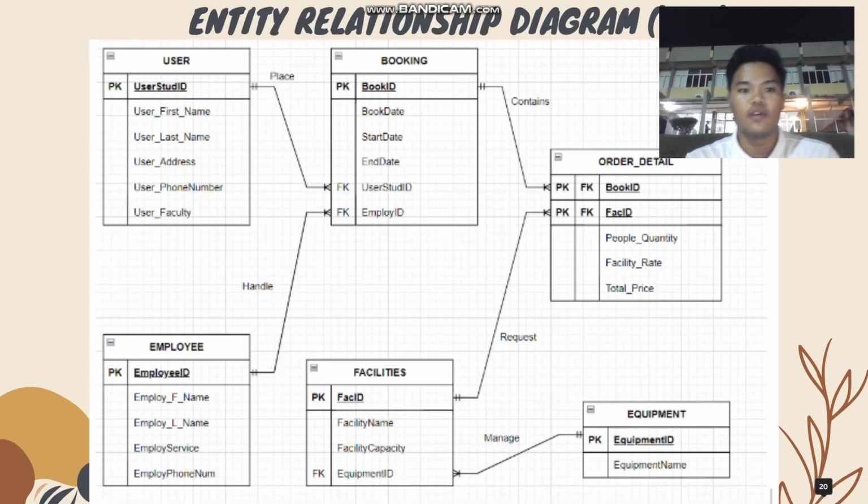So moving on to our entity relationship diagram. As we can see here, we have 6 tables, which are user, booking, order detail, employee, facilities, and equipment. In this case, we put order detail as our bridge entity because there is a many-to-many relationship, and in order to fix that, we have to create a bridge entity. I will explain more about our entity relationship diagram in the business rules.